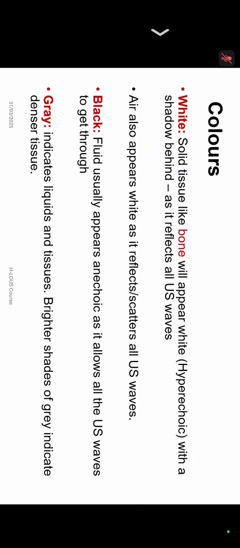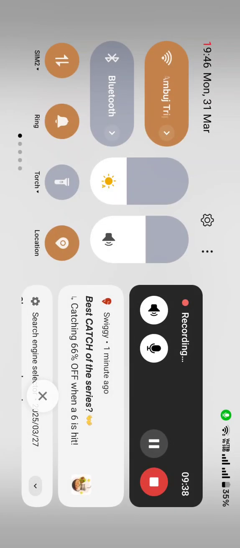Air can also be completely black when there's a lot of interference, because there's no transmission of the ultrasound waves. If it's black, mostly it's fluid.